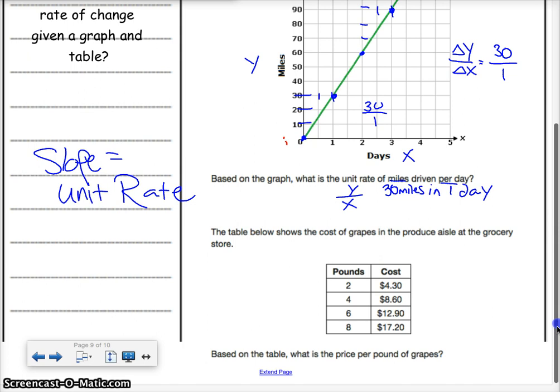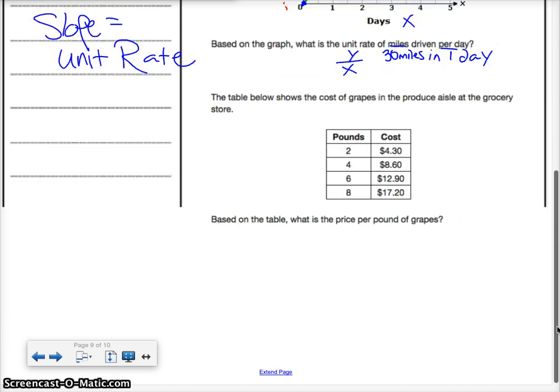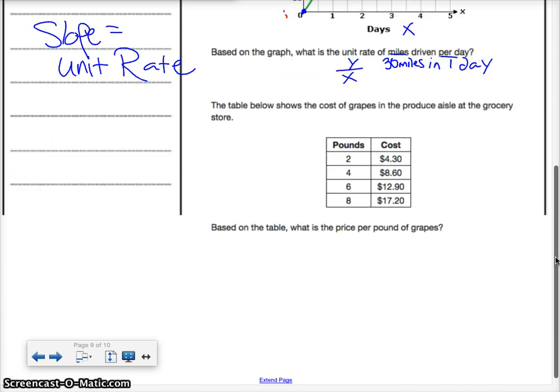Okay, so the next one. The table below shows the cost of grapes in the produce aisle at the grocery store. We have pounds and cost. Well, money depends on pounds. So y is the money. Y is always what depends on the other thing. X is independent. That can connect you to the science fair too when you talk about independent and dependent variables. Money is dependent on how much you buy, right? The cost depends on what you get.